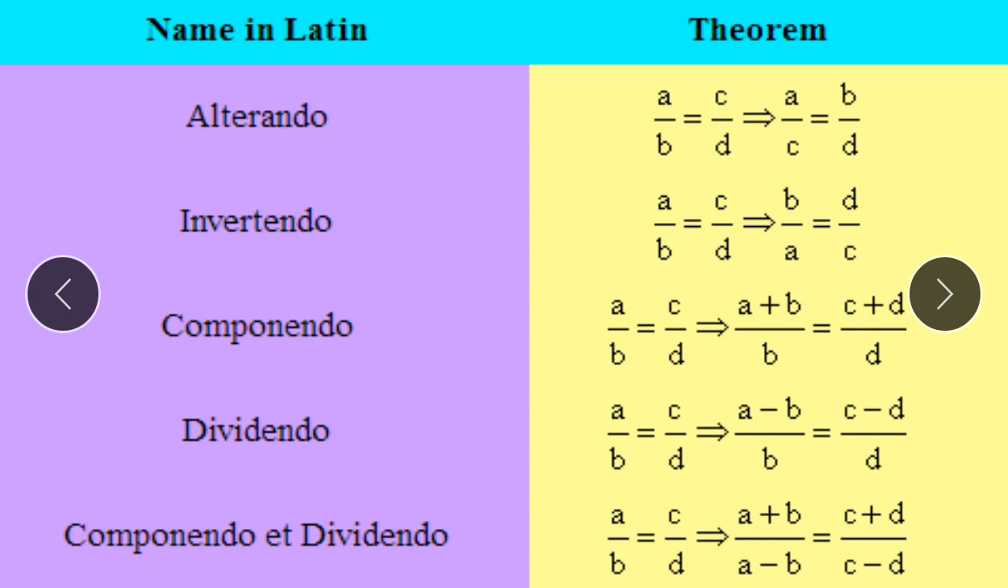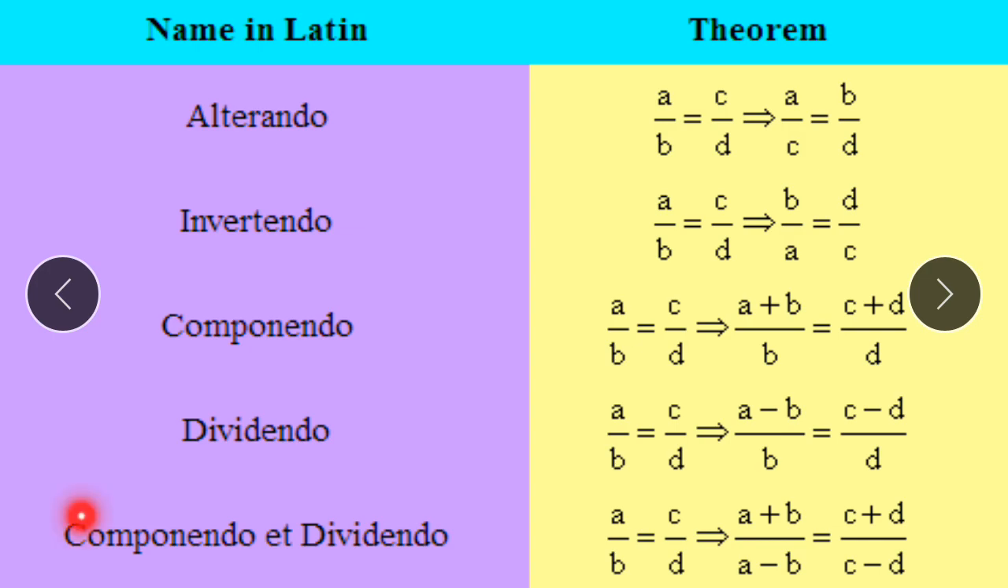Next is the componendo theorem. In the componendo theorem you go with the addition process: a plus b means in the first quantity you add the second one, and in the third quantity you add the fourth one. Next is dividendo. In the dividendo theorem you go with the subtraction process. Like if it is a b, then a minus b and c minus d. These theorems are very easy; only the names sound a little different while stating them.